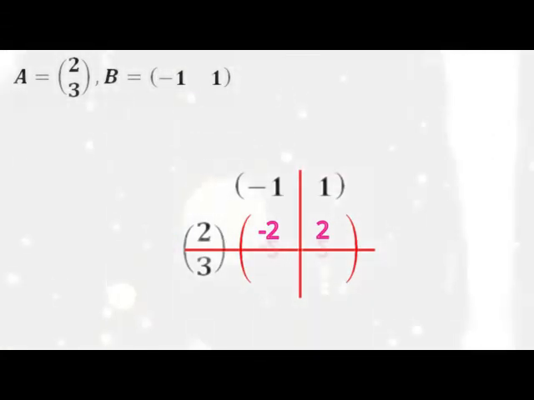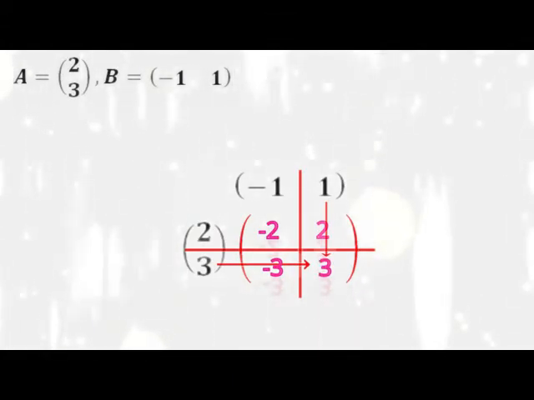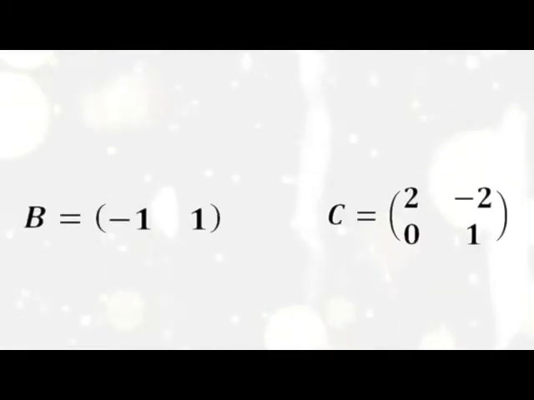Now we can move on to the second row of the first matrix, 3. So 3 multiplied with the first column of the second matrix. 3 times -1 equals -3. You put -3 in that spot. And we move on to the second column of the second matrix. 3 times 1 equals 3. You put 3 in that spot.